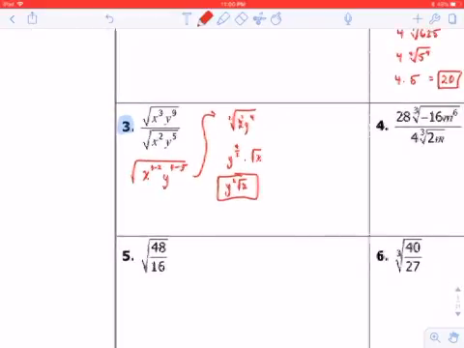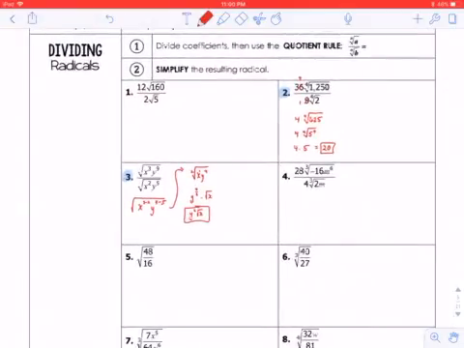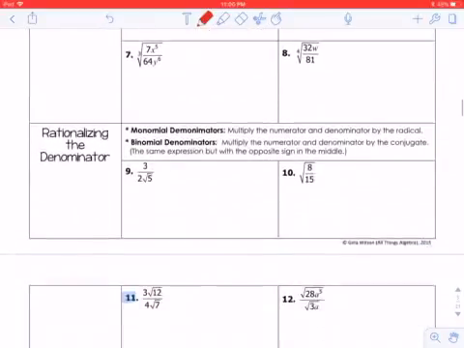Again, if you're good at simplifying radicals, this is kind of a quick process here. So again, it's part of that same family. Just divide as you see fit, and you should be okay.